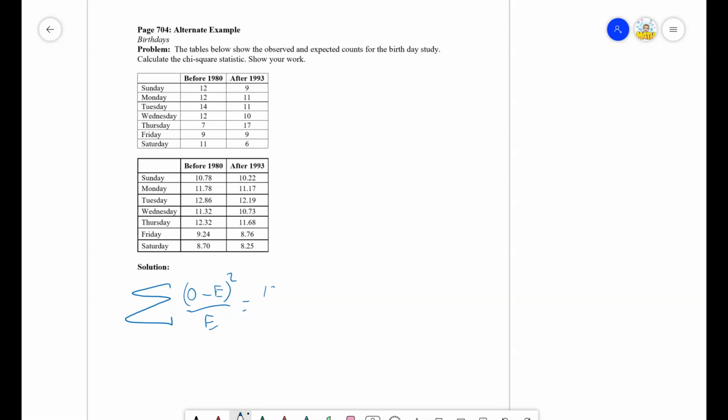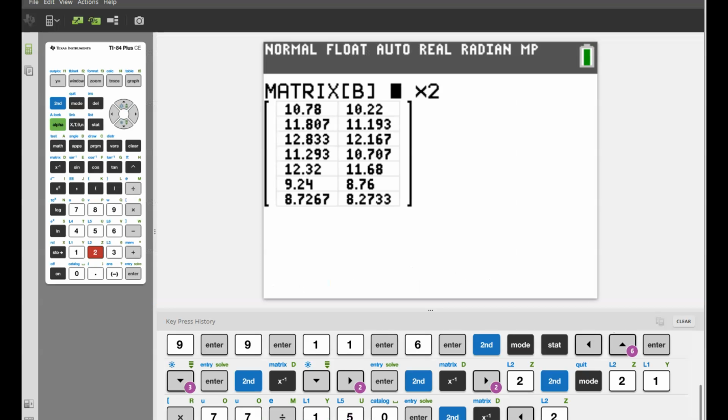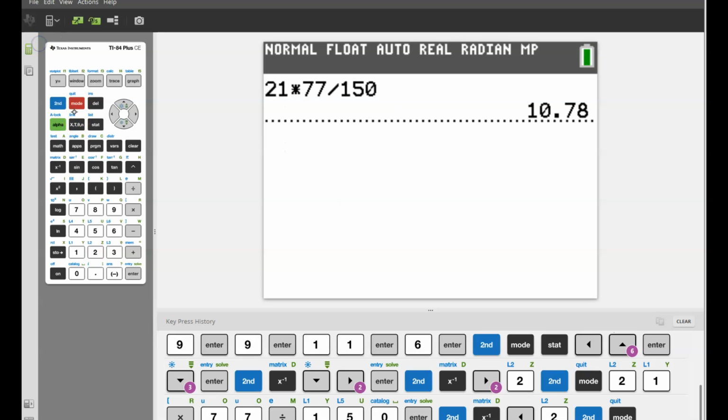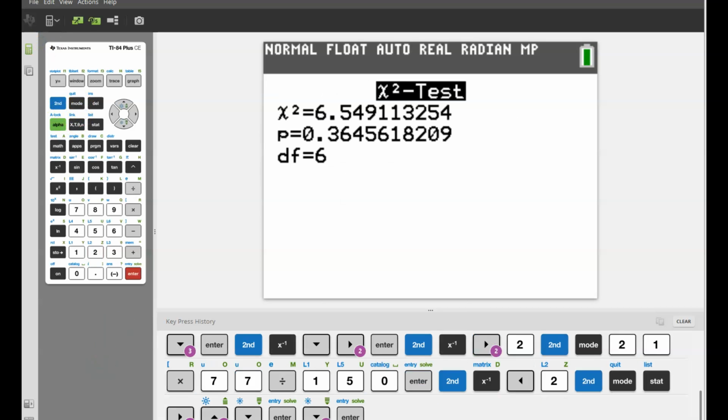So I'd have to take 12 minus 10.78 divided by 10.78 plus, we just keep going through here systematically, 9 minus 10.22 squared divided by 10.22, right? And keep adding them up all the way till I get to the very last observed and expected, 6 minus 8.25 squared divided by 8.25, okay? And what was that value? It was 6.549.